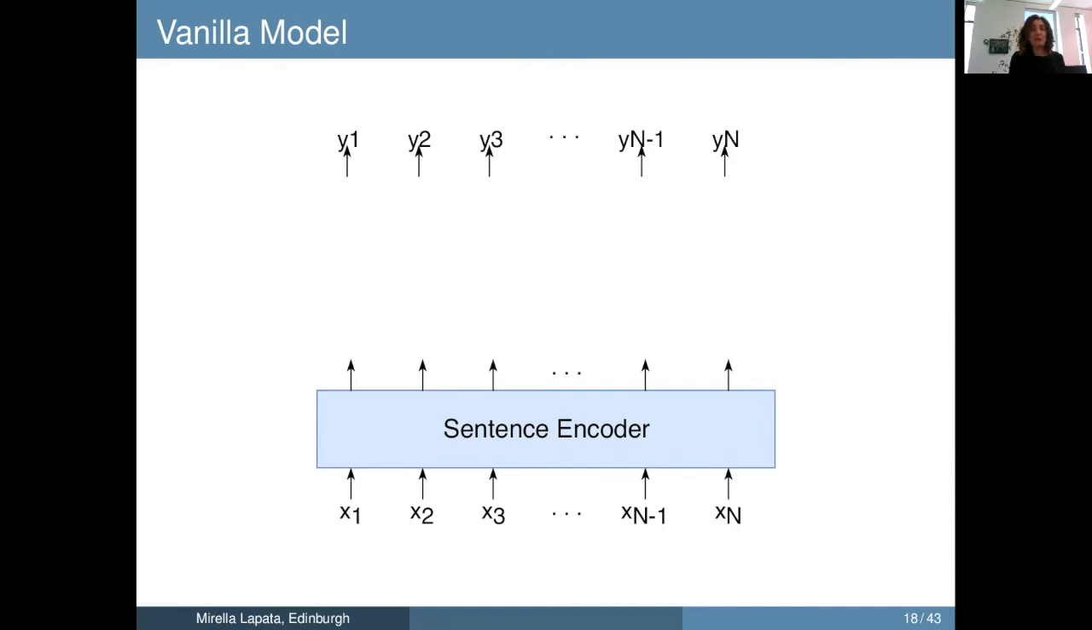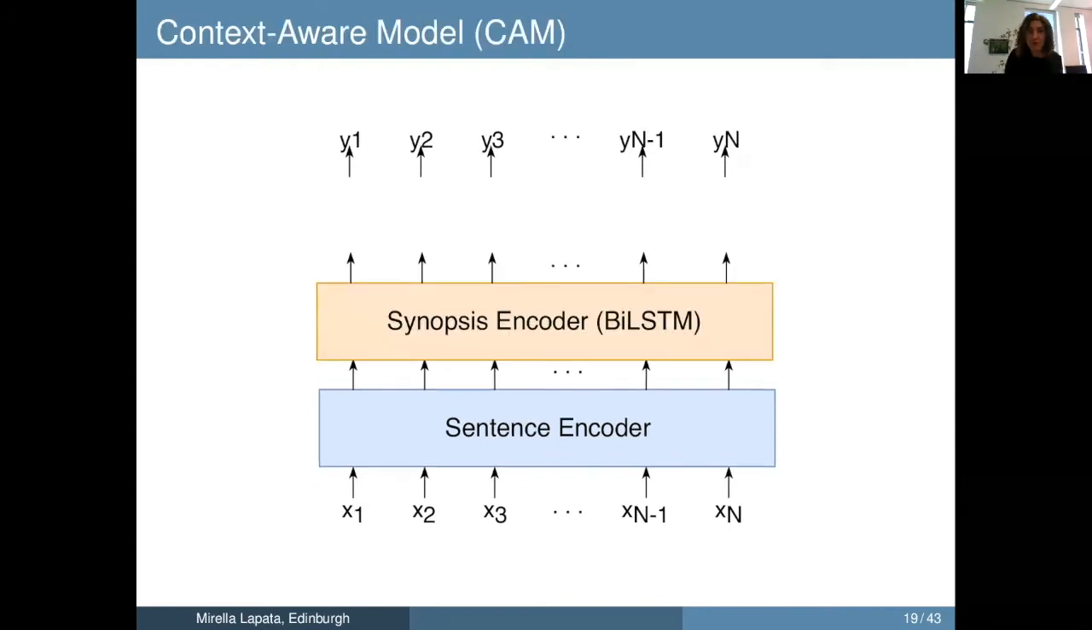This could be your vanilla model, and you can have a perceptron or whatever unit you like on top of this embedding. So this is a very primitive model. Then you can run an LSTM and contextualize these embeddings and be done with it.